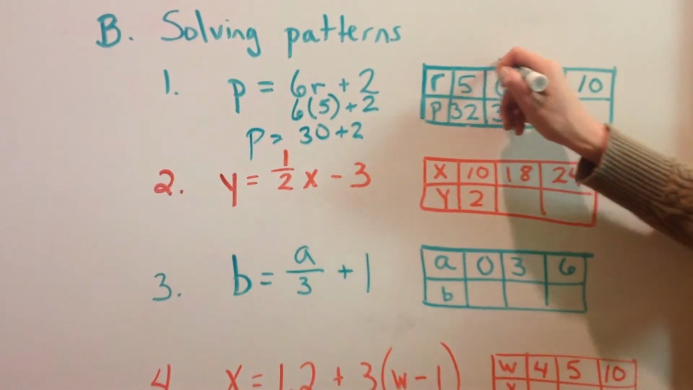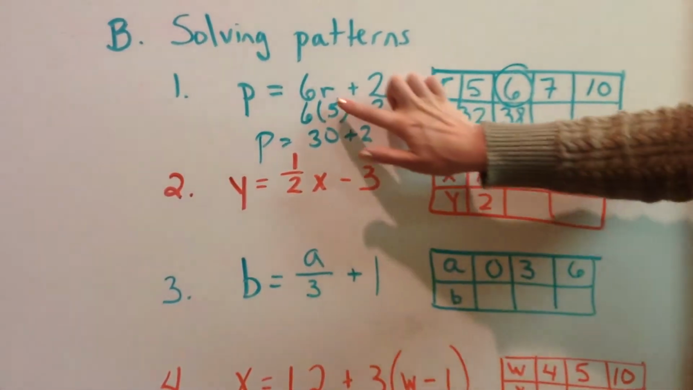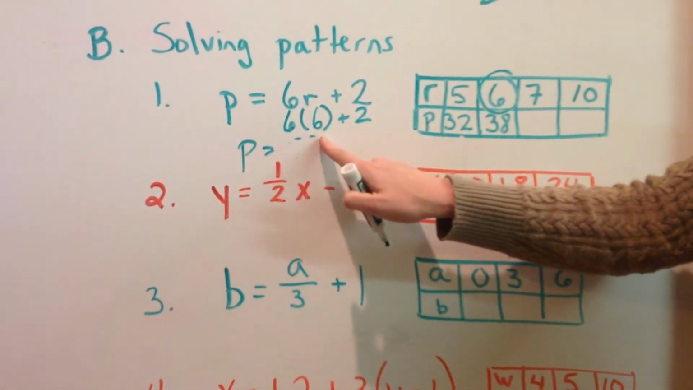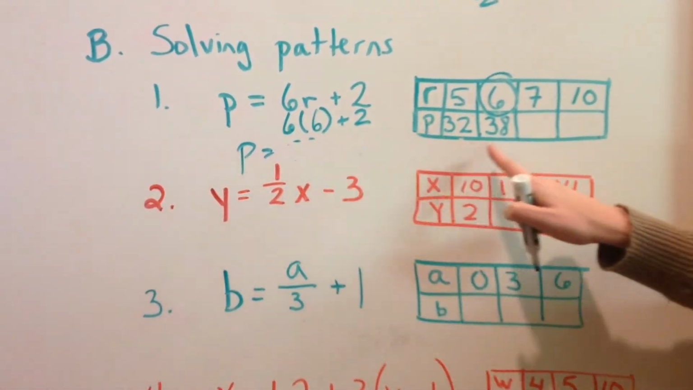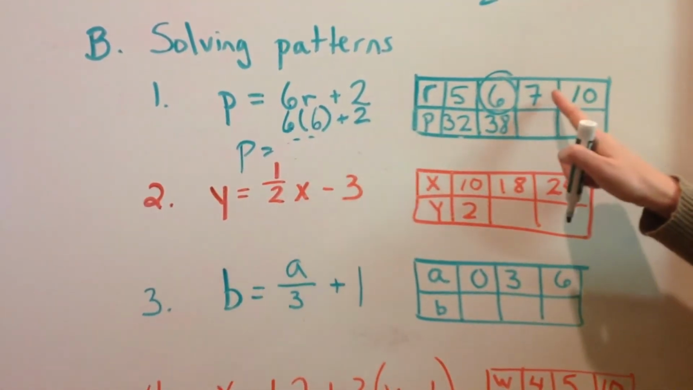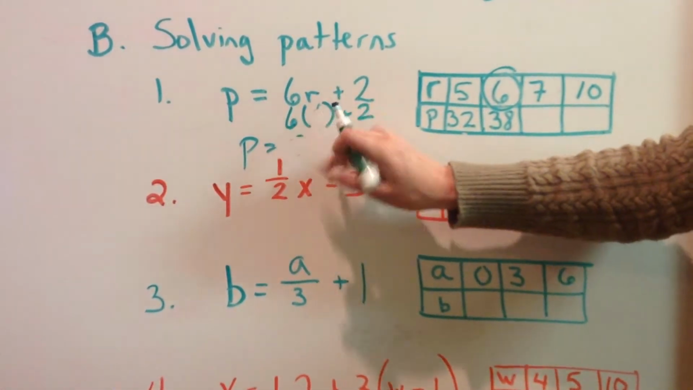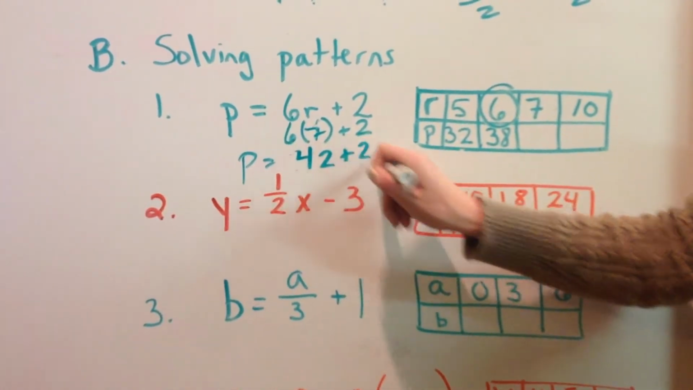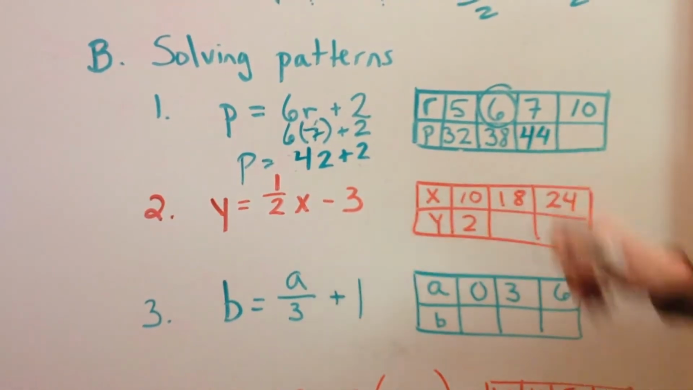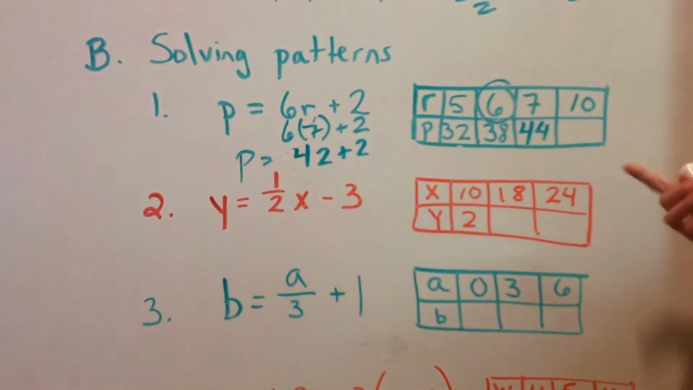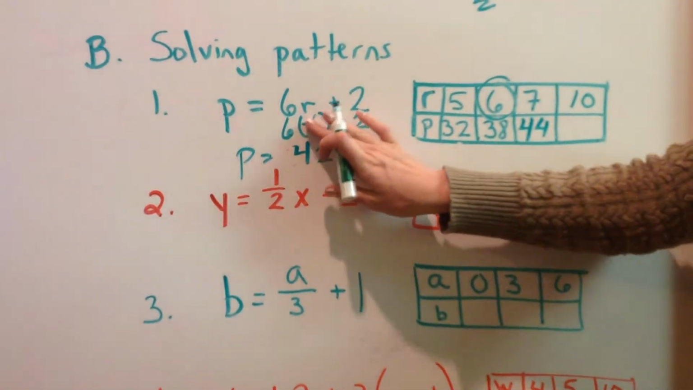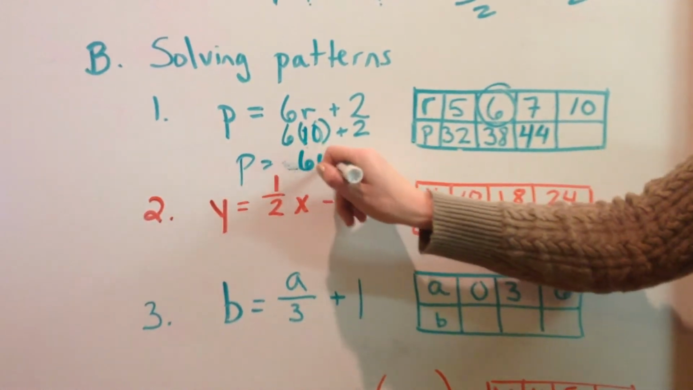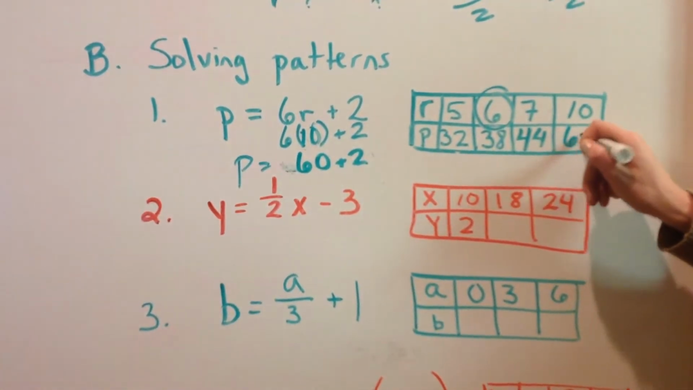So now we're going to do it again, but this time we're going to use the 6. So now I'm going to replace it with a 6. 6 times 6 is 36. And 36 plus 2 is 38. So now we're going to replace it with a 7. 6 times 7 is 42, and 42 plus 2 is a 44. But now it wants me to jump ahead and replace it with a 10. 6 times 10 is 60, and 60 plus 2 is 62.